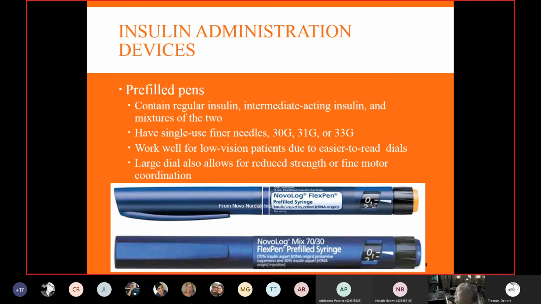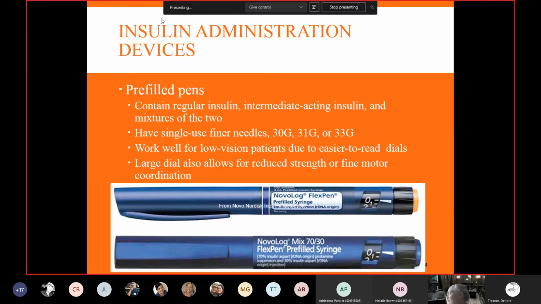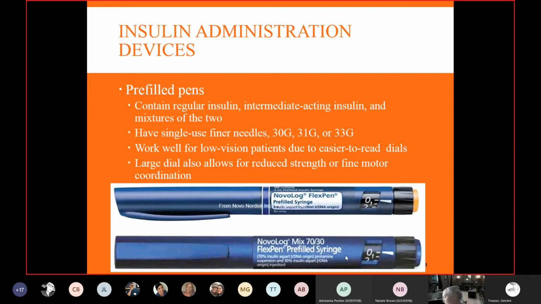And then, of course, the dial is easier for people whose hands don't work as well. Usually there's about 300 units in a pen. And the window gives you an idea of how many units remain. And they don't have to prepare their own insulin in a syringe. They just dial it to how many units they're supposed to have. So this is the dial right here that shows how many units they need.